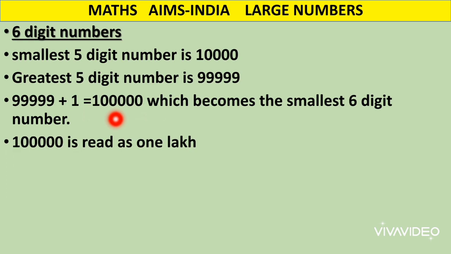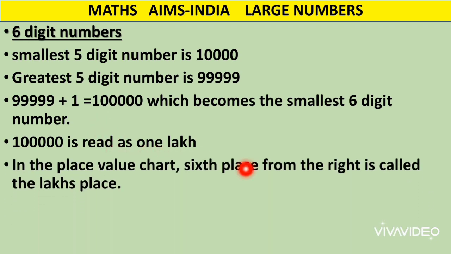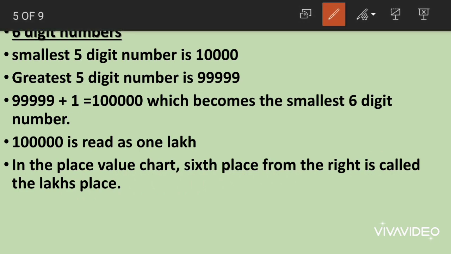And what is this number read as? This number is read as 1 lakh. In the place value chart, the 6th place from the right is called the lakhs place.